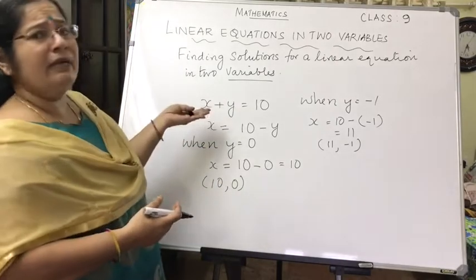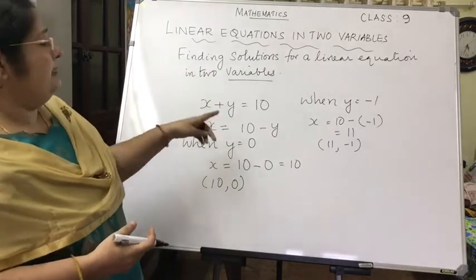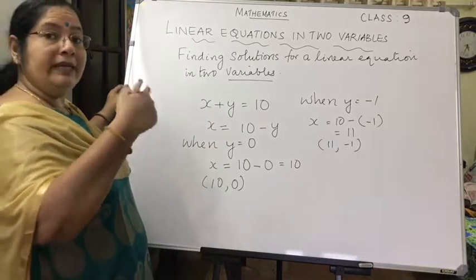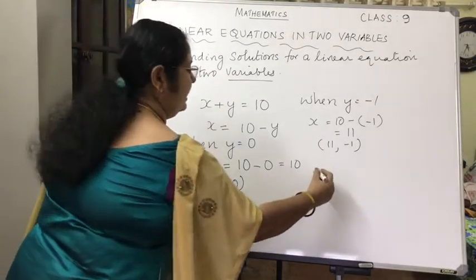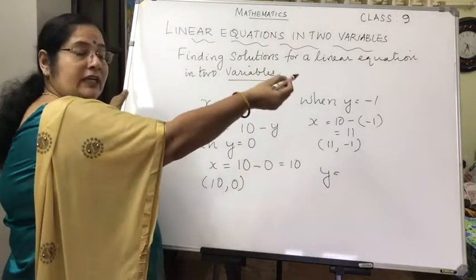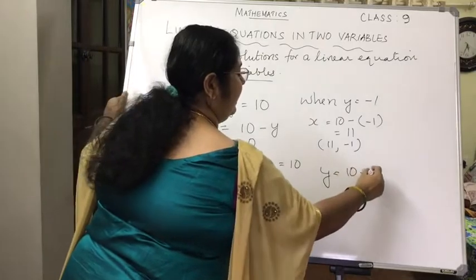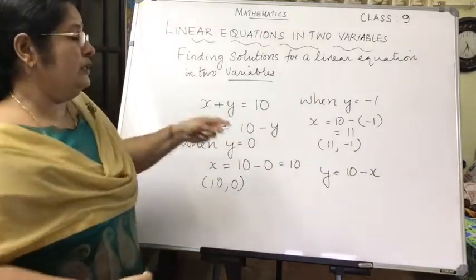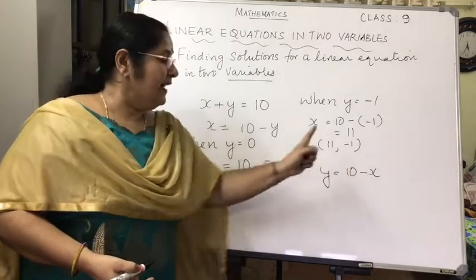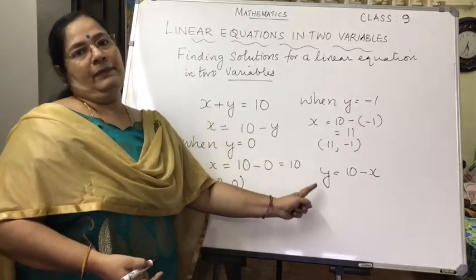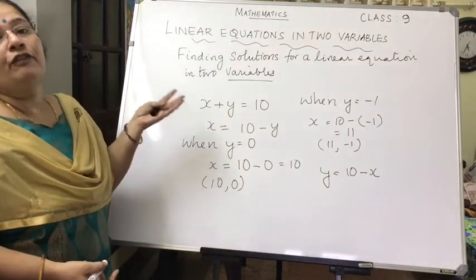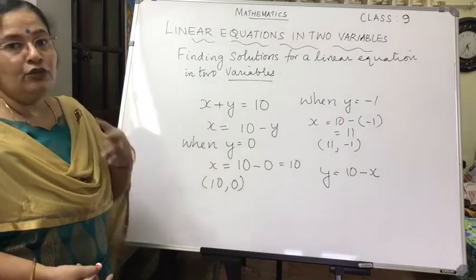Now suppose you want to write y in terms of x. Then how will you write this equation, x plus y equals 10? If you want to write y in terms of x, this will be written as y equals 10 minus x, because x goes to the other side. Now you give values for x and then find values for y. So this is how you find the solutions for a given linear equation in two variables.